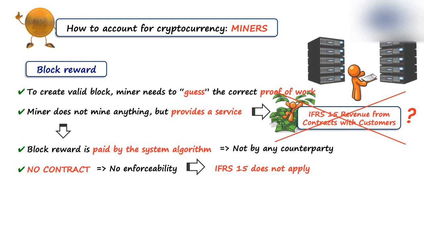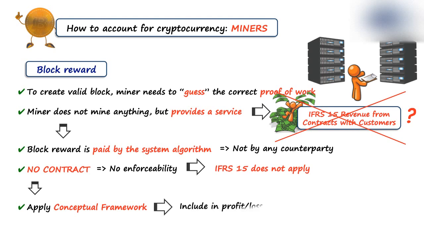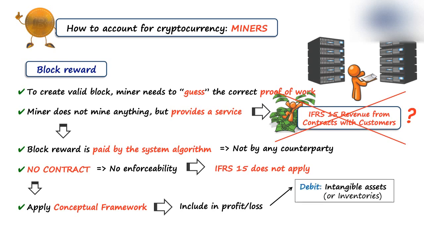Instead, when there is a lack of other guidance, we need to apply the conceptual framework for financial reporting and include this block reward as income in profit or loss when it arises. The journal entry is something like: debit intangible assets, because we explained that cryptocurrency is an intangible asset. Or sometimes you debit inventories, if the miner happens to trade with cryptocurrencies as well, and we credit income in profit or loss.